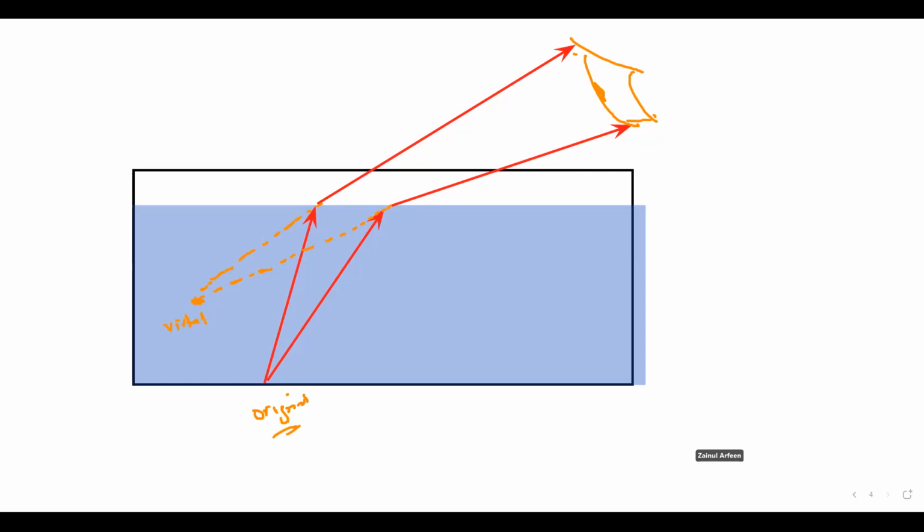So what does it appear like? It appears that the swimming pool base is closer to the surface, or it appears to be shallow. This is what we see, but in reality it is much deeper. So again, that is due to refraction of the light. Is it clear?